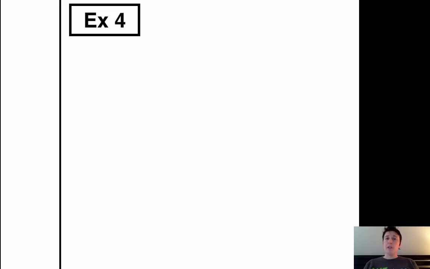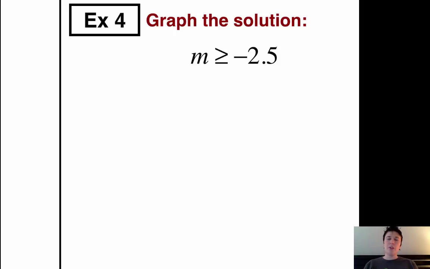Let's do an example 4. We're going to do the same thing. We're going to graph the solution. But this time when we graph, we're going to graph m is greater than or equal to negative 2.5. I'm going to go for a decimal on this one. So m is greater than or equal to negative 2.5.